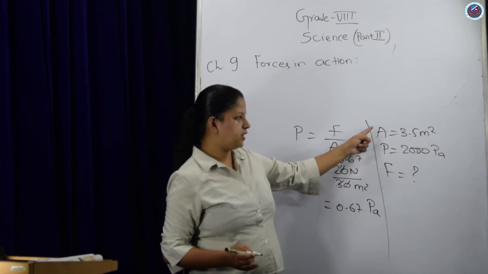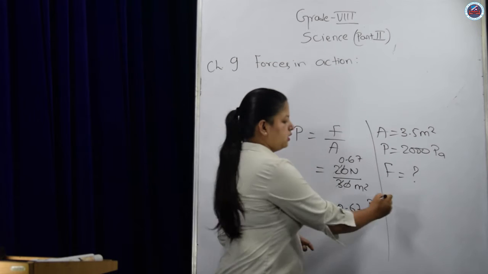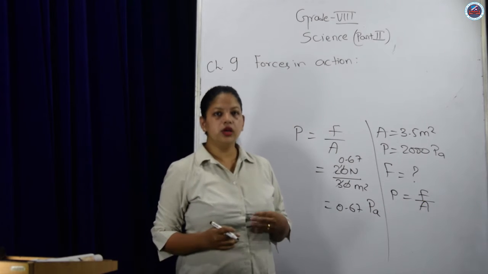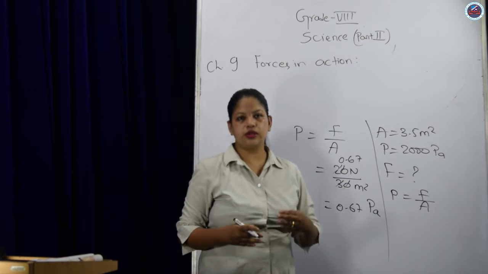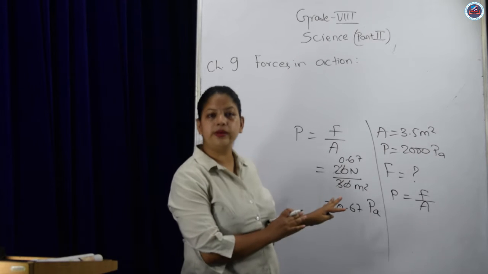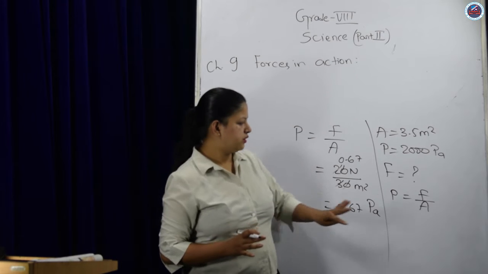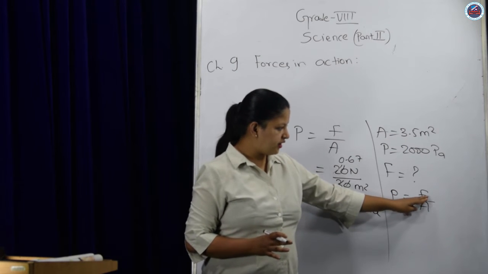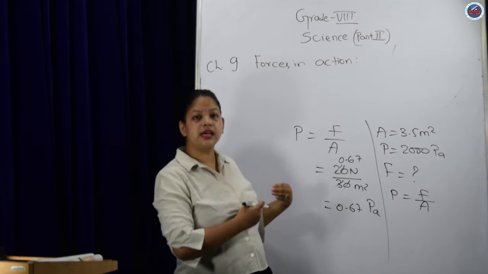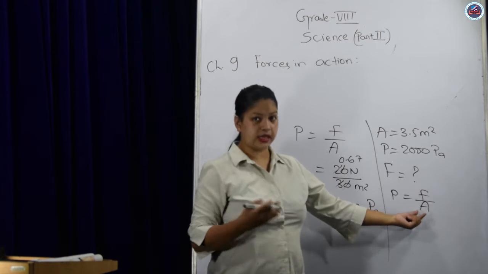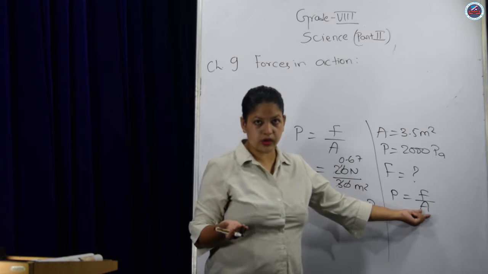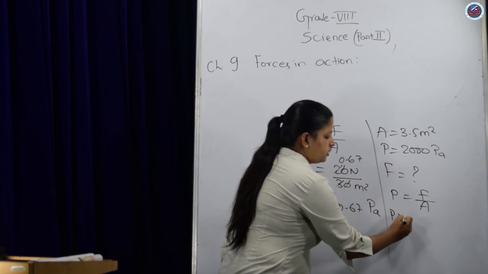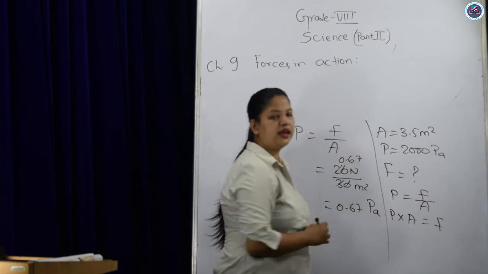But regarding F, P and A, we have only one relation, that is P is equal to F by A. The way I explained in chapter 1 of mathematics, the same thing you will be applying here. Whenever the relation is like this and you need to find F, F will remain here. A has to be sent to the other side of the equal sign. Whenever we send it, the operation changes. A is divided, so while sending it to the other side, it will multiply. So P into A will be equal to F.